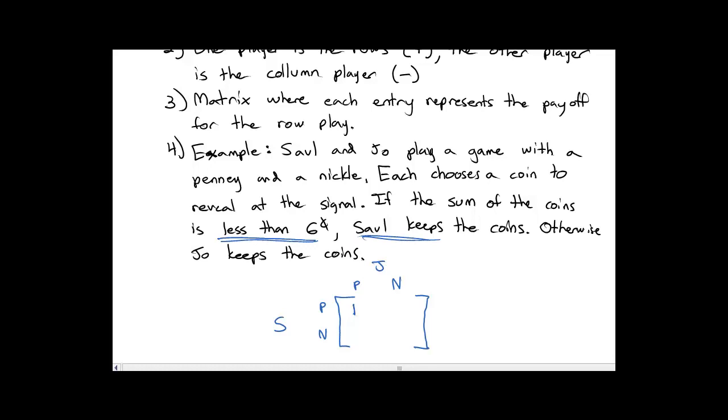However, if Saul shows a penny and Joe shows a nickel, his payoff is going to be to lose the penny, because that's 6 cents exactly. So he has to pay the penny to Joe, -1 for Saul. And so as you can see, the positive represents a win for the row player, the negative represents a win for the column player. When we get to nickels, if Saul shows a nickel and Joe shows a penny, Saul's going to lose his nickel because that's exactly 6 cents. So Saul is going to be out 5 cents in that game, -5. If they both show a nickel, Saul will also be out 5 cents because that's much more than the 6 cutoff. And so as we can see, the only way Saul is going to win this game is if they both show a penny.